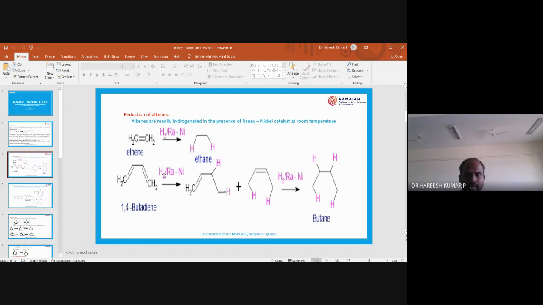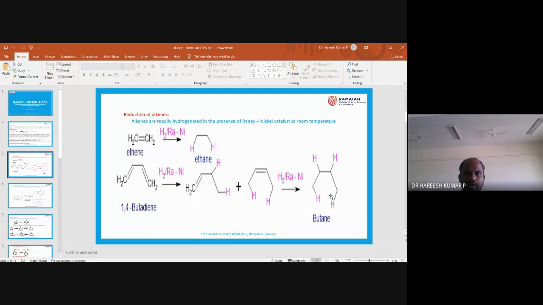Otherwise, what will happen? Hydrogen can add here, this double bond can go over here, and this can pick up one more part of the hydrogen. So it is possible to get a mixture of partially saturated compounds. Suppose we are treating these again with one more equivalent of hydrogen in the presence of Raney nickel, this particular double bond is also reduced, and this is also reduced. Then we will get a compound like this.